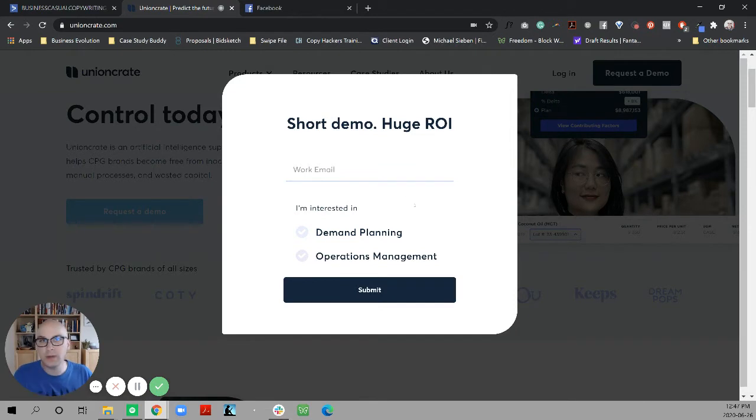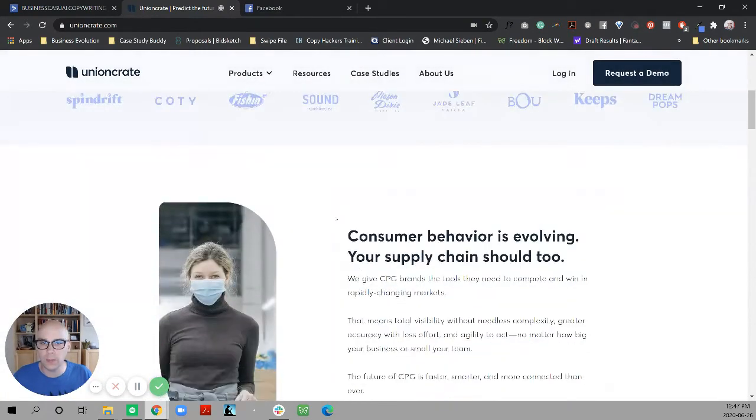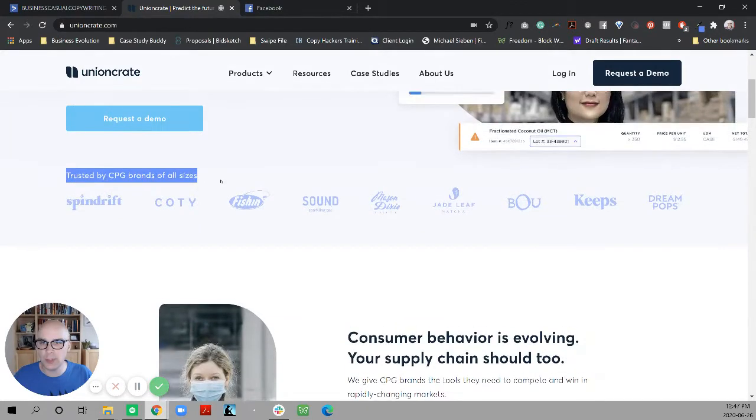So we actually developed, and you can go and look, we developed request demo pages for the individual tools too. So if someone has drilled down and they're indicating interest in just that tool, they have an opportunity to just convert on that front. We assume that people on the homepage are probably a little bit more aware if they're converting at this point. So as we move down, we see trusted by CPG brands of all sizes.